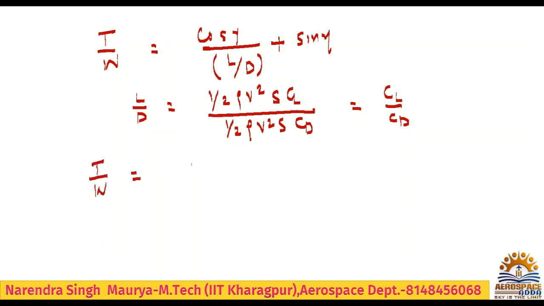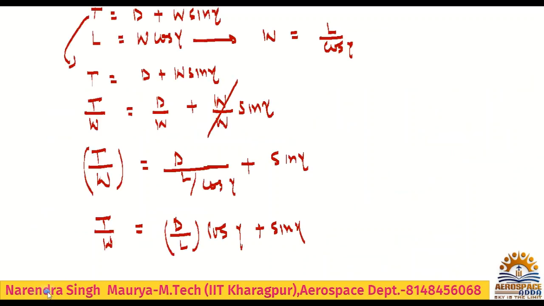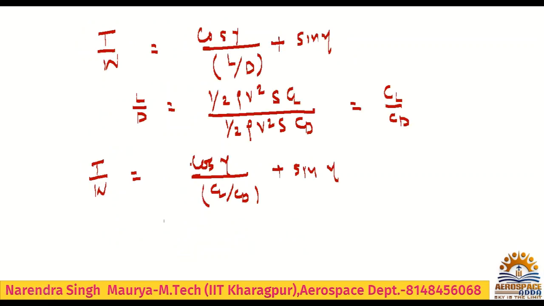So thrust to weight is cos gamma over CL by CD, plus sin gamma. Hope you understood why I have written here in terms of L by D. No? Because the CL by CD value they have given. Check how much it is. It is 10. And what is gamma? 10 degree. So you just place the values. Everything you now have. You just place all the data here. So you make it cos 10 divided by CL by CD, which is 10, plus sin 10. You can calculate the thrust to weight ratio.